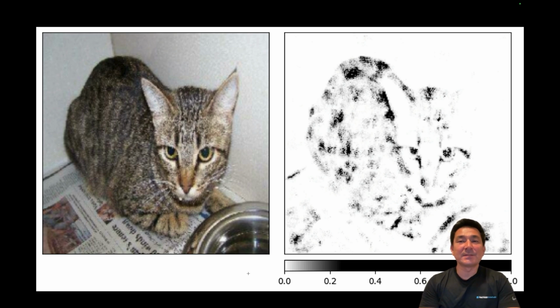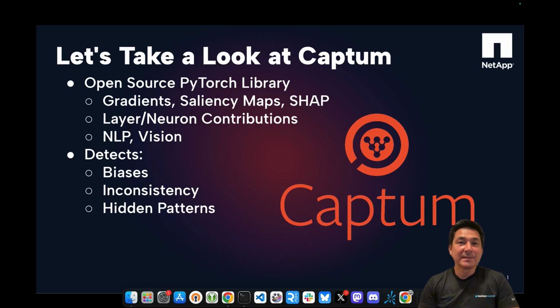As you can see, Captum is an amazing tool which works for NLP and vision to help us understand how our ML models are classifying and coming to the decisions that they are reaching. Captum is an amazing tool to help us understand how our AI and ML models are coming to the decisions that they're making.